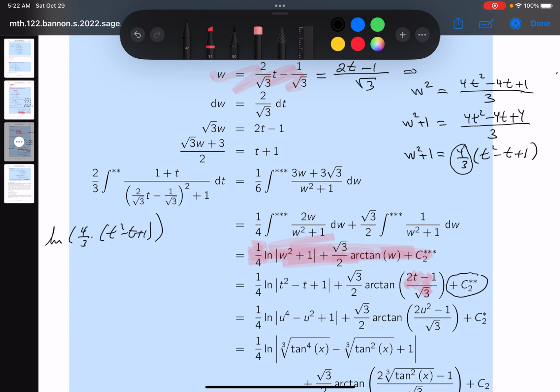Yep, I got the 1/4. That's always there. And then I got this over here. All right, we just did this part here. All right, the other guy, fairly simple, just a plug in. So I got that over there.